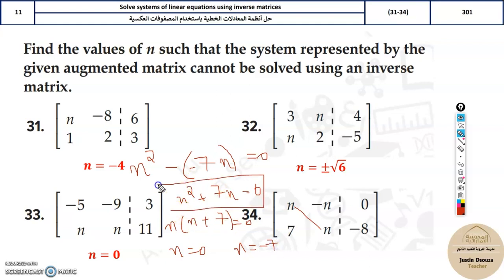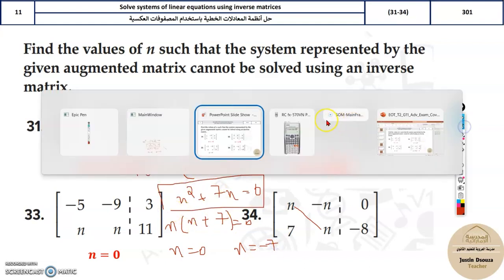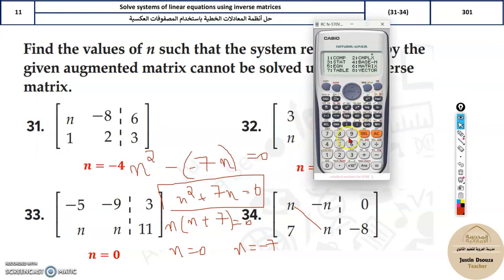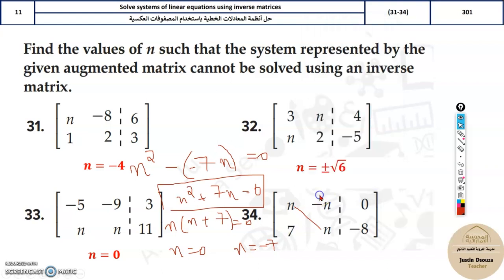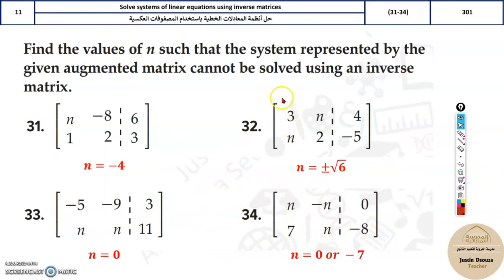Or you can just put this in the calculator and solve. Let me show it. Mod phi 3, the coefficient before n squared is 1, before n is 7, and there's no constant, no number, so it's 0. That is minus 7 and 0. So this is how you can easily solve them. I hope it's clear. Just make sure you take the determinant and make it equal to 0, because the inverse does not exist, and when the determinant is 0, the inverse does not exist.